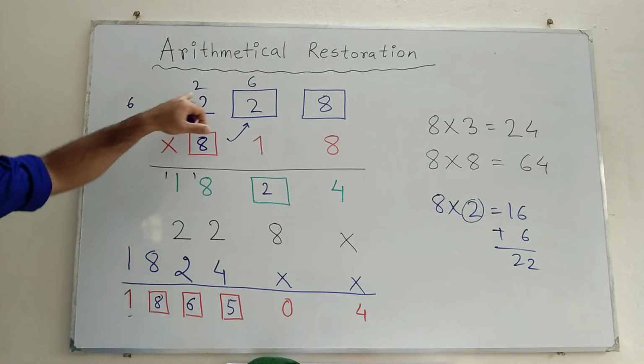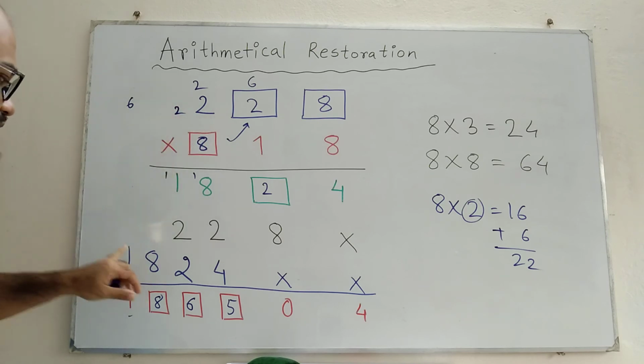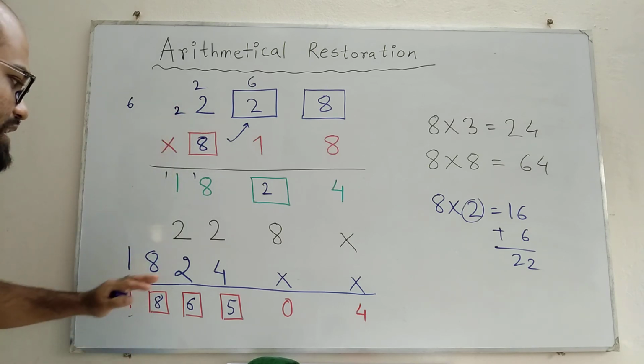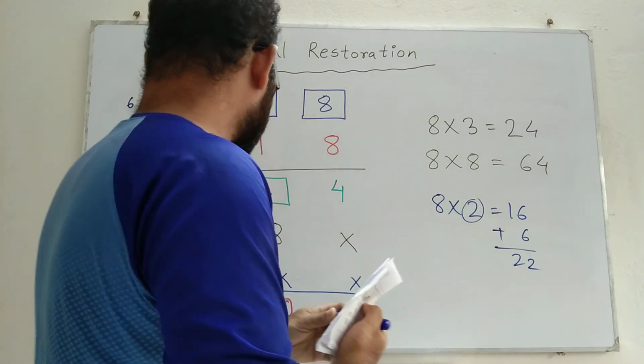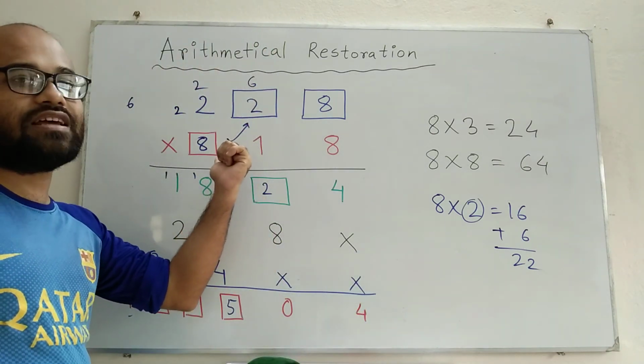And 2 gets carried over with this 2. 8 times 2 is 16 plus 2, 18. Yes, so finally, our entire problem is solved. I accidentally missed out this last box.